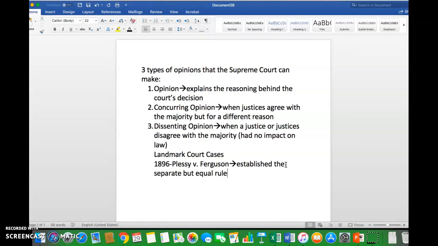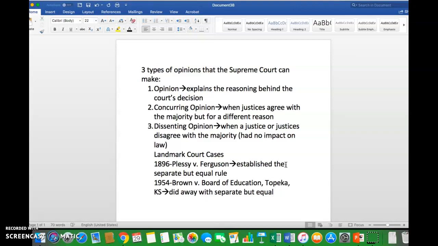And it stayed this way all the way until 1954 with Brown versus Board of Education, Topeka, Kansas. And Brown versus Board of Education did away with separate but equal.